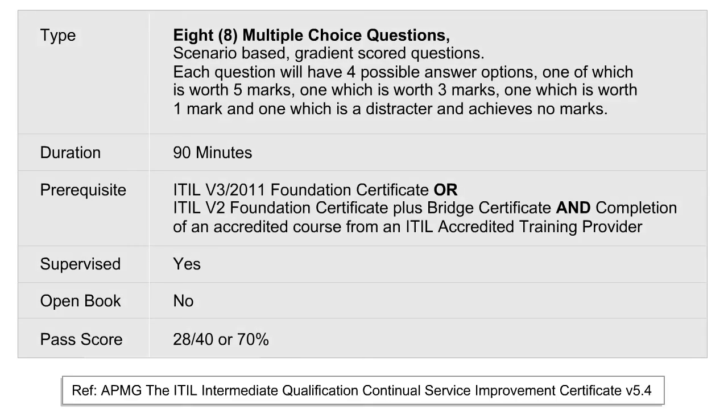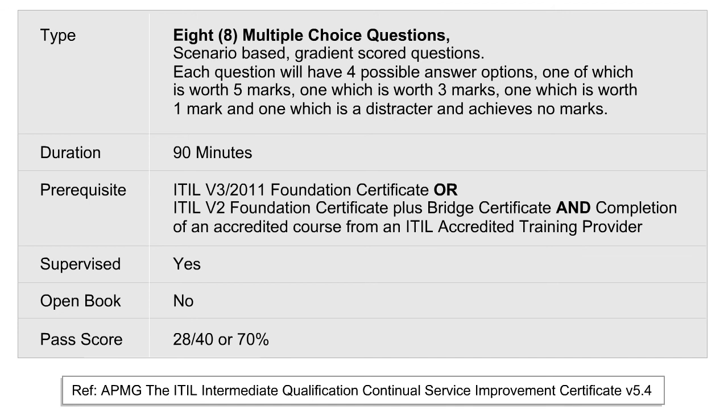ITIL 2011 Continual Service Improvement exam consists of 8 multiple-choice questions, which will be scenario-based, gradient-scored questions. Each question will have 4 possible answer options, one of which is worth 5 marks, one which is worth 3 marks, one which is worth 1 mark, and one which is a distractor and achieves no marks. The duration of the exam is 90 minutes.